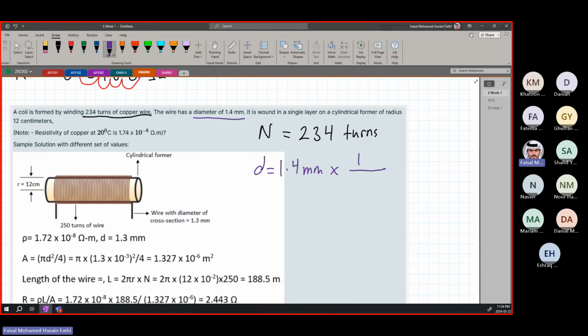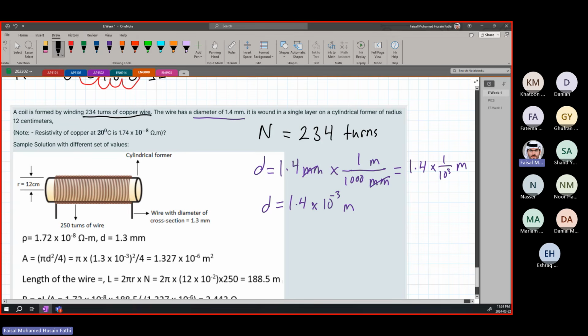We have millimeters. We want it in meters, so we put meters up. What do we want to cancel? Millimeters. How many millimeters in 1 meter? It's 1,000. So this is going to cancel, and this will be equal to 1.4 times 1 over 10 to the power of 3. And 1,000 is 10 to the power of 3. So in other words, we can write it as 1.4 times 10 to the power of minus 3 meters. So that's the first step, converting it into meters before solving the question.